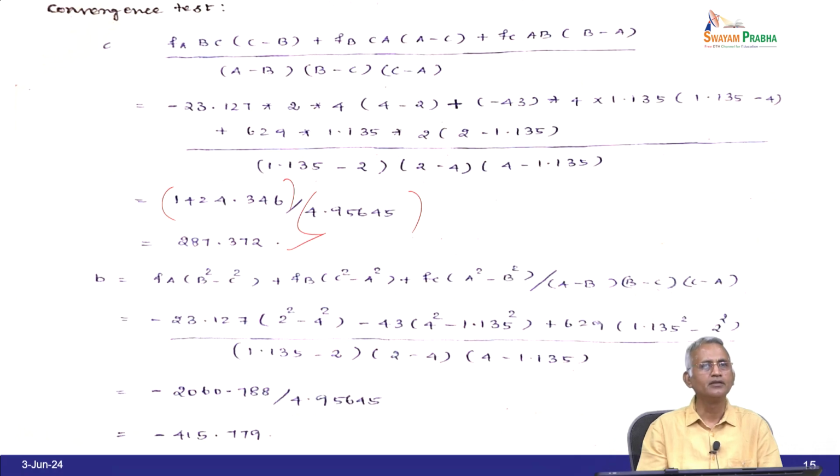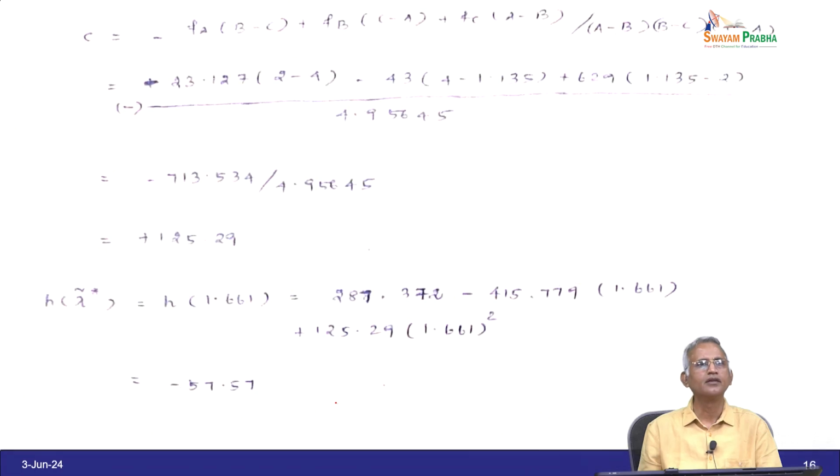Also, we have B equal to FA into B square minus C square plus FB into C square minus A square plus FC into A square minus B square by A minus B into B minus C into C minus A, which is equal to minus 415.779, and C equal to minus FA into B minus C plus FB into C minus A plus FC into A minus B by A minus B into B minus C into C minus A. So, we have 125.29.